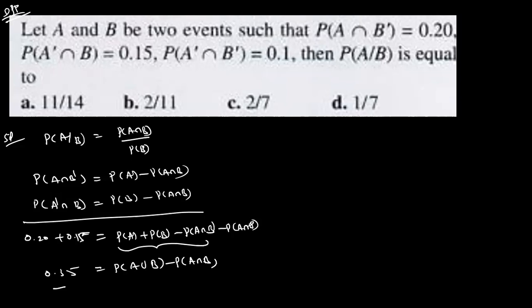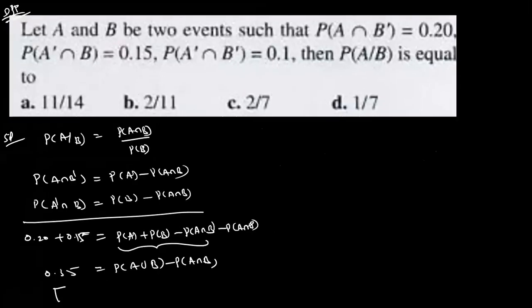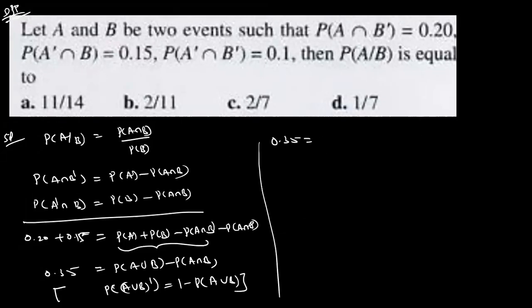Anyone? How to write P of A union B? Because they have given P of A dash intersection B dash, I'm using the complementary event concept now. Now see. P of A union B whole complement is given. How much? 1 minus P of A union B. So therefore, 0.35 is equal to, P of A union B is how much?